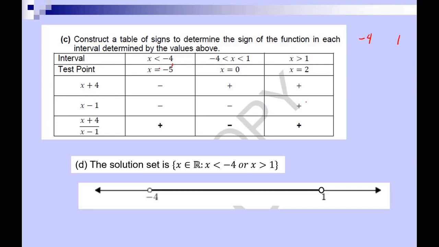Sa atong interval, butang nato x less than negative 4 nga values. So, mag-try tag mga values nga less than to negative 4, like negative 3, negative 5, negative 6, negative 8. So, ang less than sa negative 4. And then, mukuha po tag values nga in between. So, we will have x greater than, okay, dako siya sa negative 4, but less than 1. Pero mas gamay sa 1. So, nara siya in between ani nga values. So, and then, ang last one is x greater than 1.